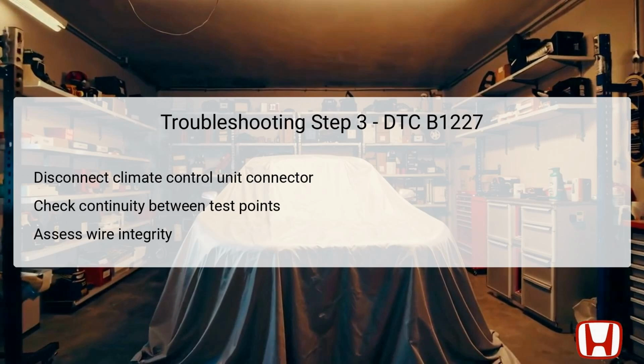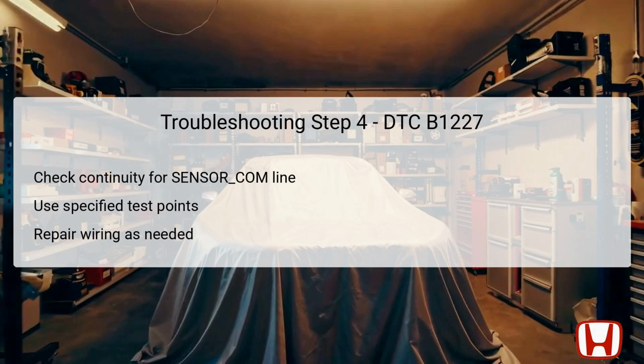The first test point is the climate control unit 32P connector number 18, marked in blue, and the second test point is the outside air temperature sensor 2P connector number 1, also marked in blue. If continuity is confirmed, this indicates that the TAM wire is functioning correctly, and you can then proceed to step 4. Conversely, if continuity is lacking, it is necessary to repair any opens in the wiring between both units.